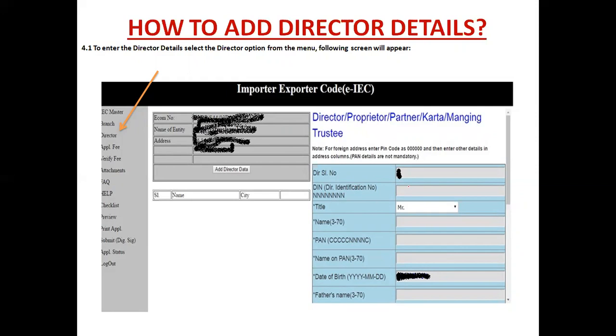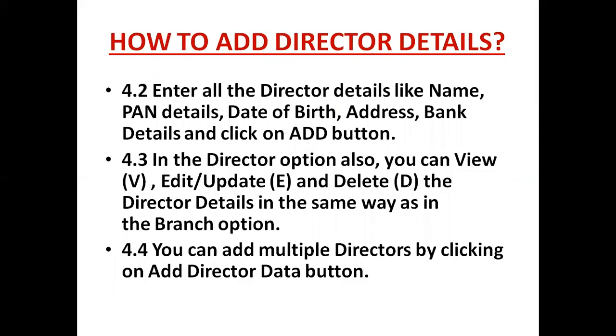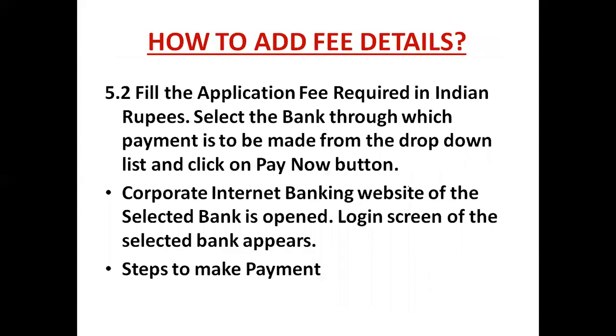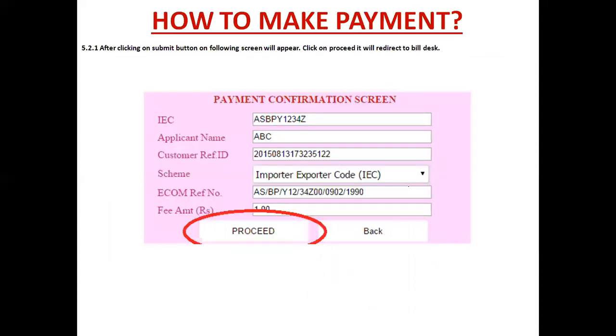Mention all the information related to the directors, their PAN number and everything over here. Okay, now how to add directors? Enter all the director details like name, PAN, everything over here. Once you enter this, you need to go for the fees details. So pay the fees, okay? And you people are well aware of how to pay the fees.